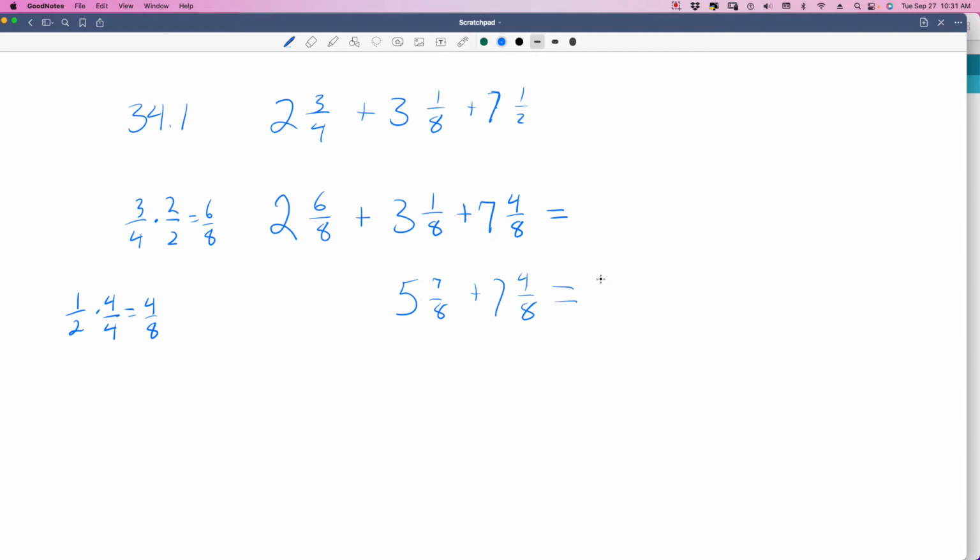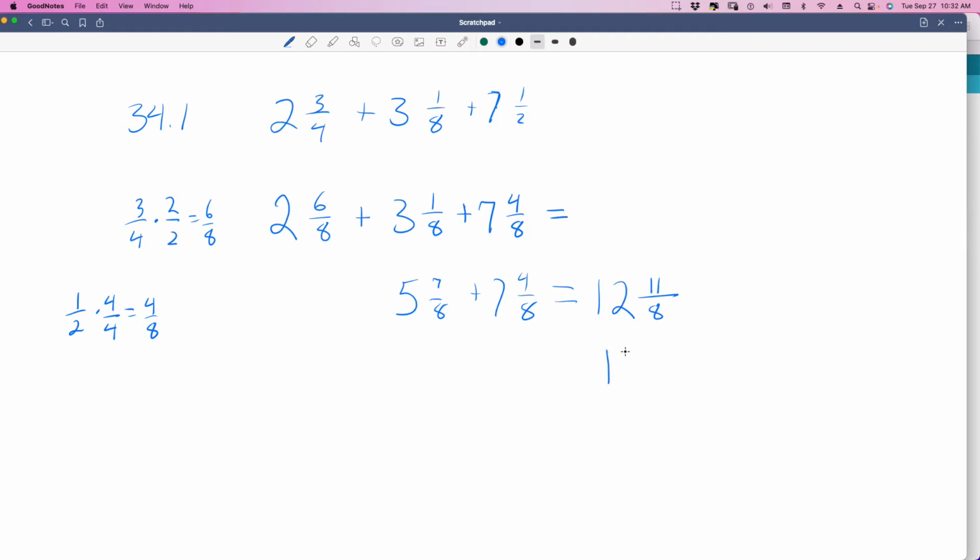5 plus 7 is 12. And 7 plus 4, ooh, that 2 really looks wonky. Let me fix that. 7 plus 4 is 11 over 8. Well, 11 over 8, we know that that is more than 8. So we're going to take 8 out of here and make it another whole number.